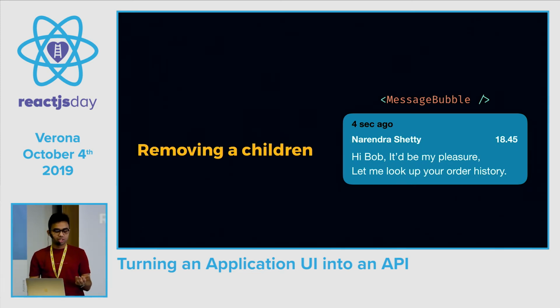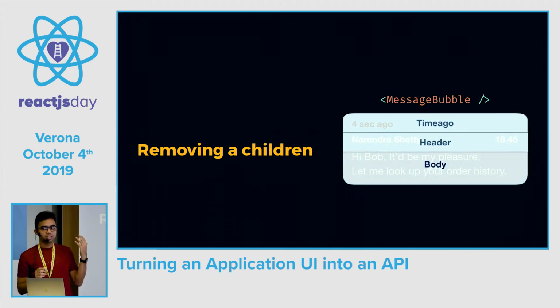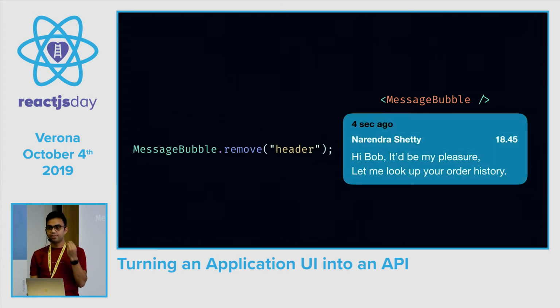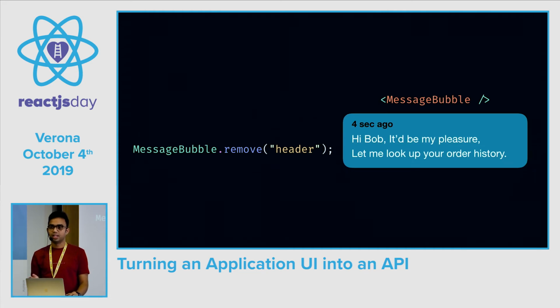And if you want to remove a child, you need to know which child. So there are three items here, which are the TimeAgo which we added, the header, and the body, right? Now, to remove any child, you just have to know the key of the child you want to remove. And it's another static property, .remove, on that component. You do a .remove, I don't want to show the header, and you pass the key to it, and the component just disappears.